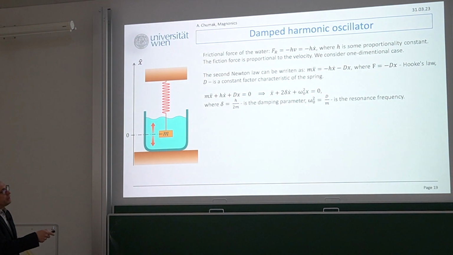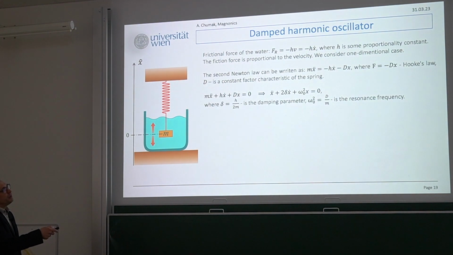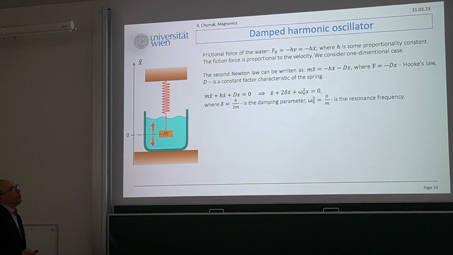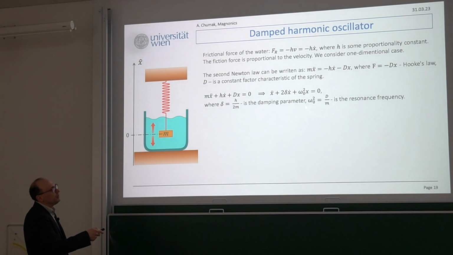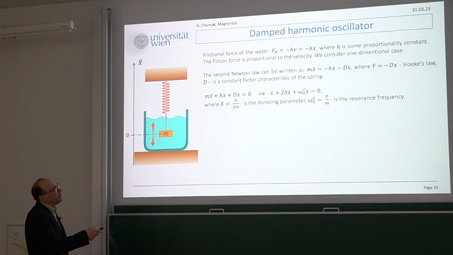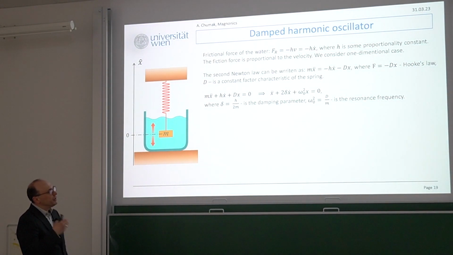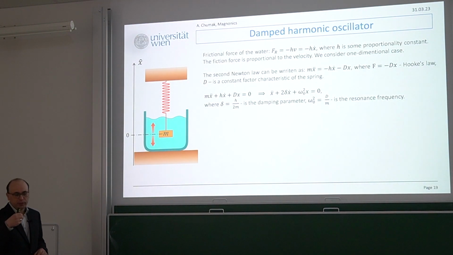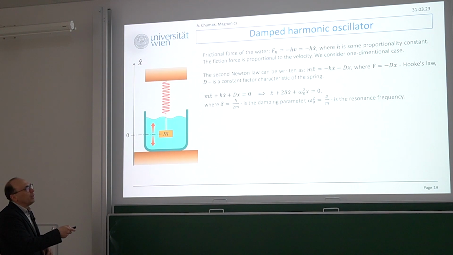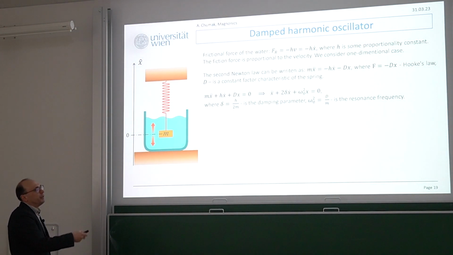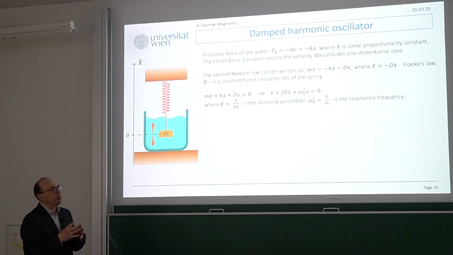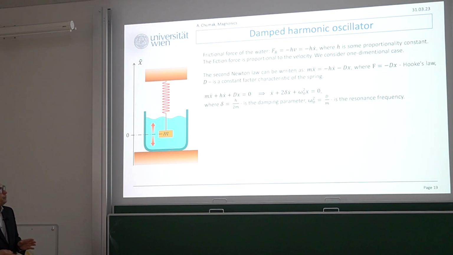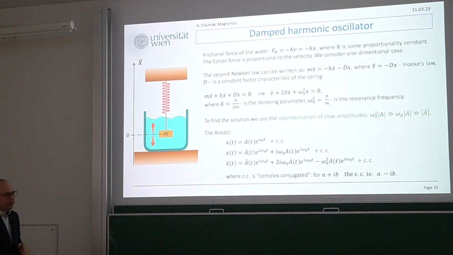And on the right side, there is omega 0 squared, which in this case is simply d over m, so it's the resonance frequency squared, and d is our Hooke's constant. So if you have a very strong spring, the oscillation frequency will be large, or if you take a very light body. If you have a heavy body, the frequency drops down, so oscillations will drop down. Good. How to solve it?